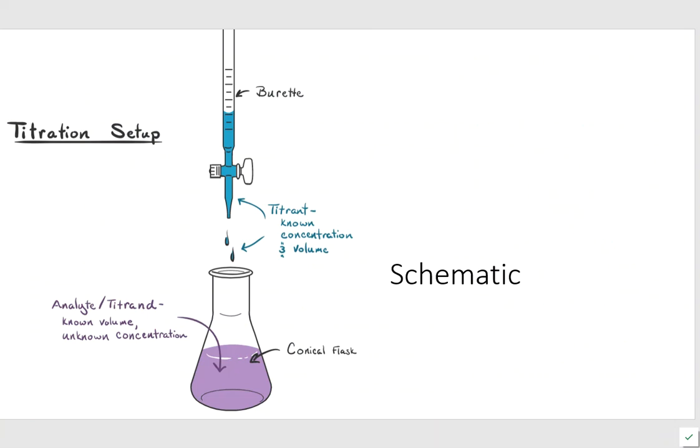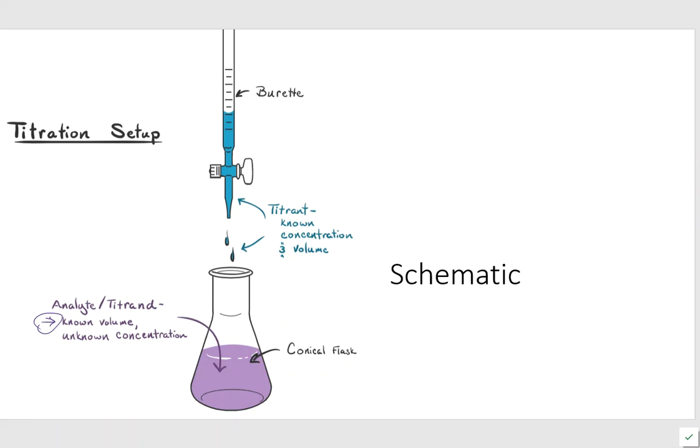All right, so here's a quick schematic of a titration setup. So I see the Erlenmeyer flask down at the bottom. That Erlenmeyer flask has a solution. Typically, that solution does have a known volume. And the reason is because I put it there, okay? I pipetted it into that flask. So I know how much is there, at least. I just don't know the concentration of it. So the burette is up here at the top. The titrant is in that burette.